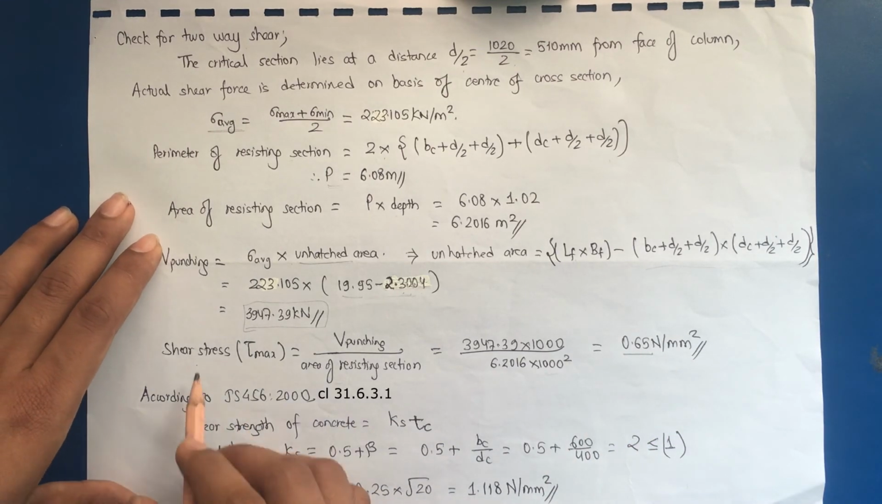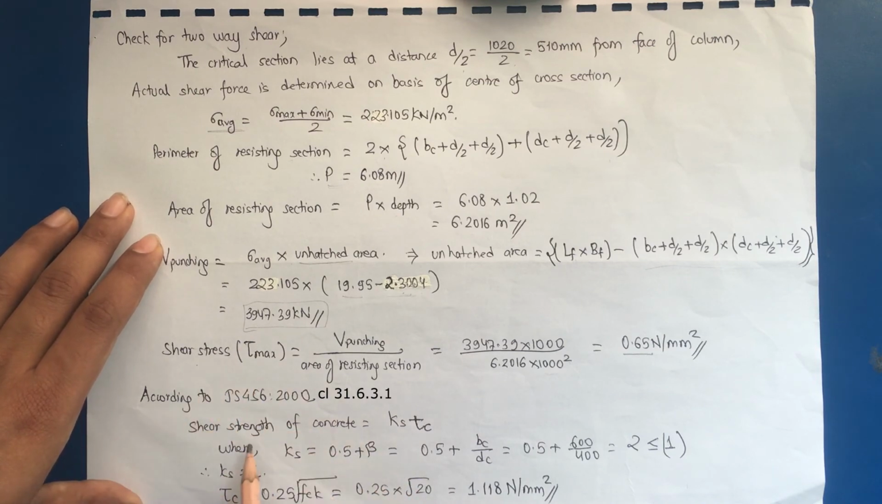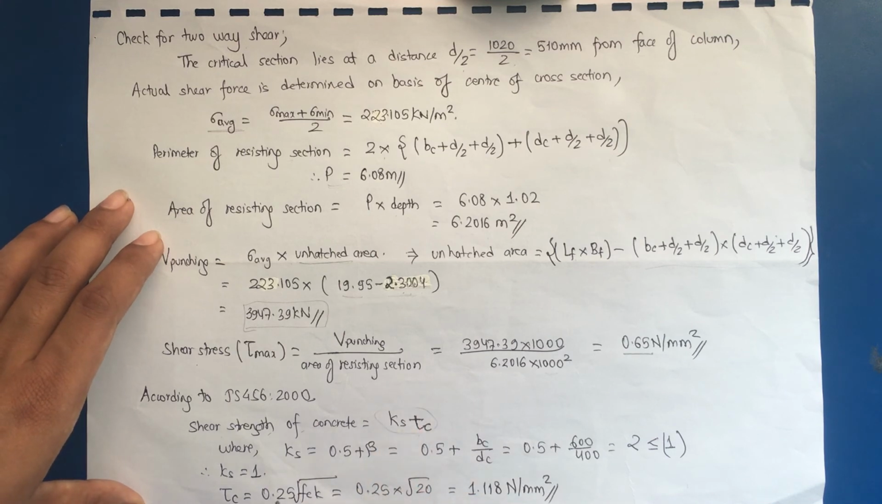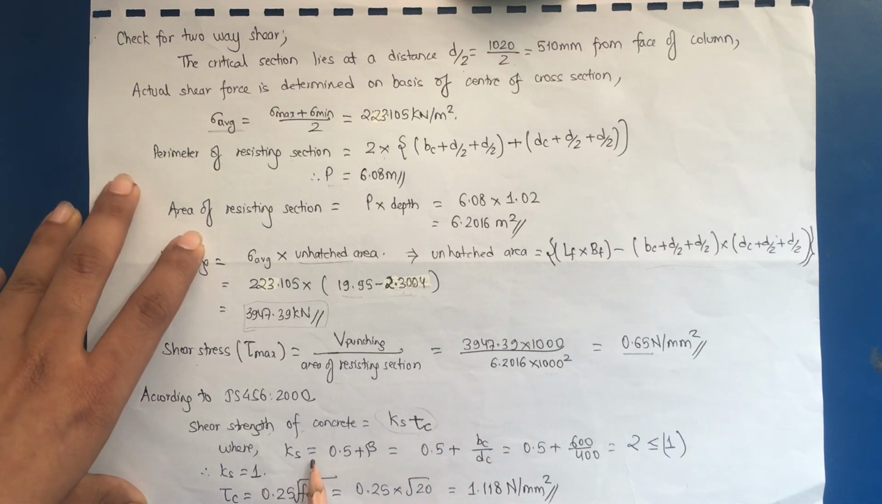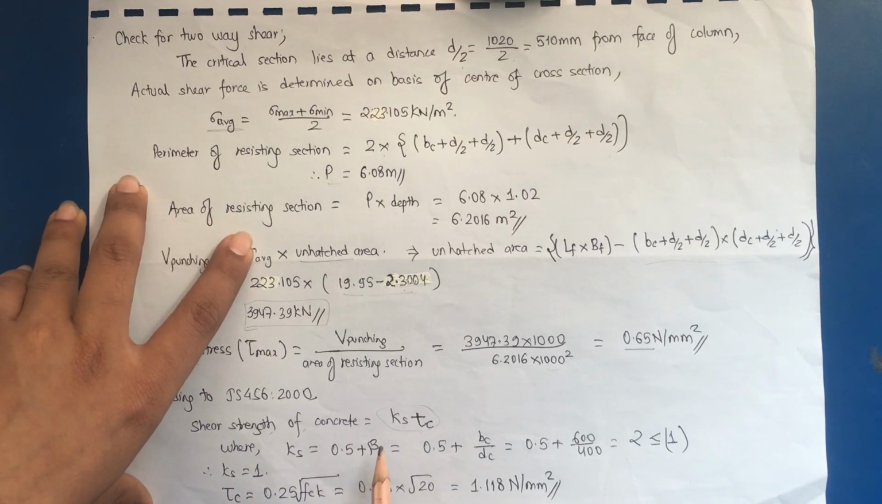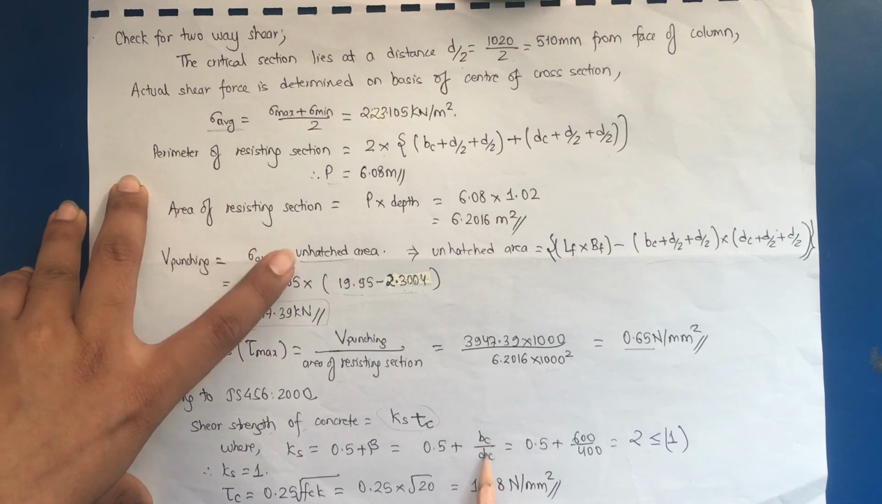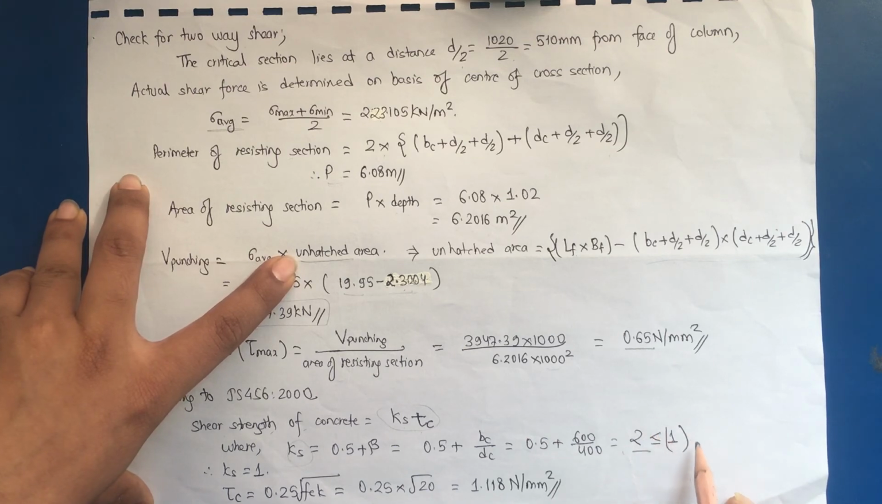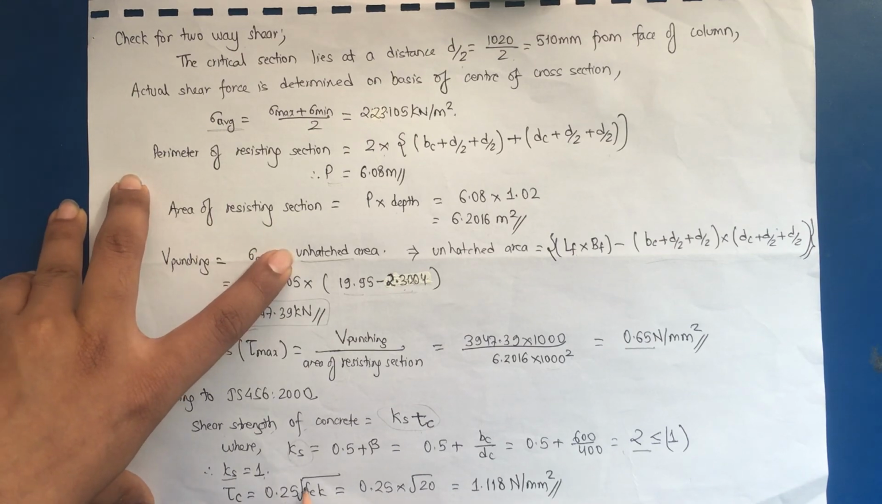And according to the IS code, we have to check for the shear strength of concrete, and we have shear strength of concrete as Ks into tau c. So this is from the IS code, where Ks is nothing but 0.5 plus beta, and the value of beta is nothing but the ratio of longer side to shorter side of the column, and the value of Ks should not be greater than 1. So if it comes greater than 1, then we'll take the value as 1 only. So for now it is 2, so we cannot take a value greater than 1, so we'll take this Ks as 1, and tau c is nothing but 0.25 under root FCK.